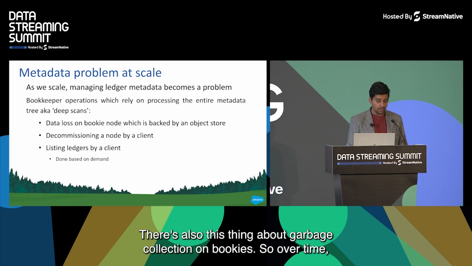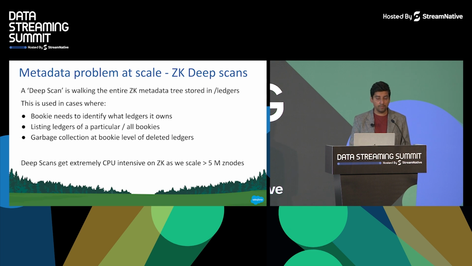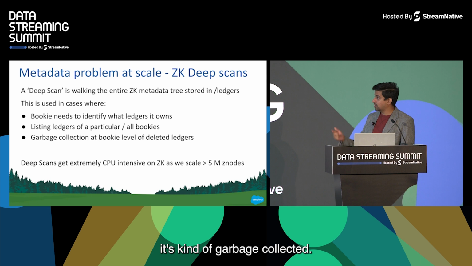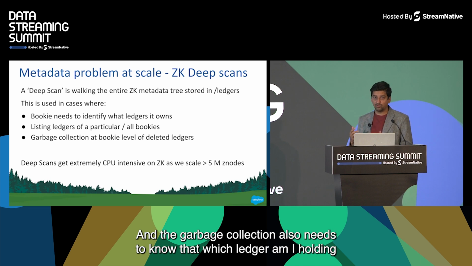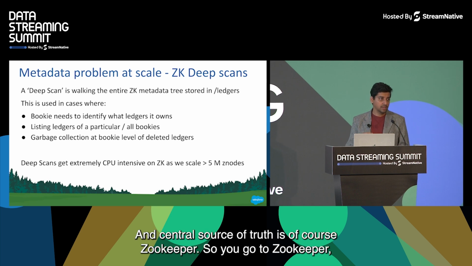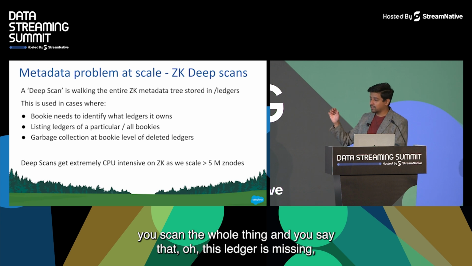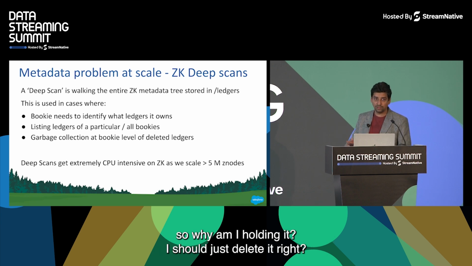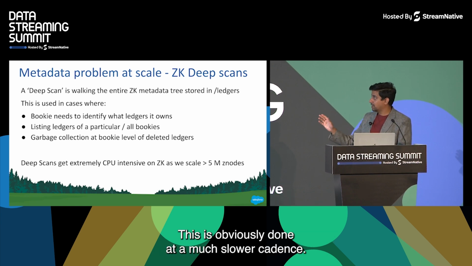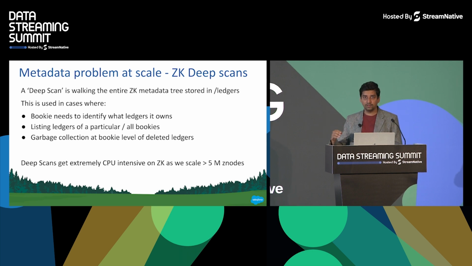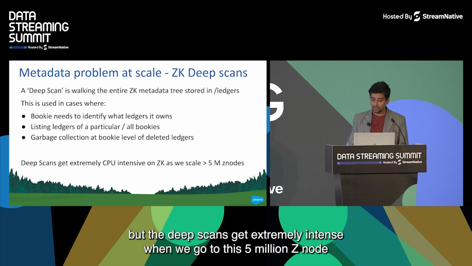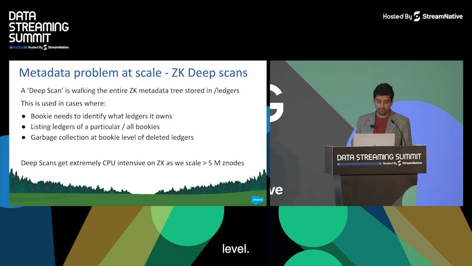There's also garbage collection on bookies. Over time, if a particular ledger is deleted, it's garbage collected, and the garbage collection needs to know which ledgers am I holding and which ledgers have been deleted. And the central source of truth is, of course, ZooKeeper. So you go to ZooKeeper, you scan the whole thing, and you say, oh, this ledger is missing, so why am I holding it? I should just delete it, right? This is obviously done at a much slower cadence. This is all configurable anyway, right? But the deep scans get extremely intense when we go to this 5 million ZNode level.